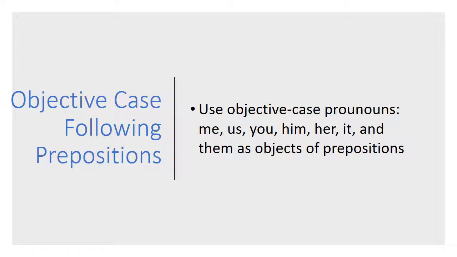The objective case usually follows prepositions. Use objective case pronouns me, us, you, him, her, it, and them as objects of prepositions. An example would be everyone except Leslie and her arrived early. And so we used her in that case. Just between you and me, sales are increasing. The prepositional phrase is you and me, and so we used you and we used me in there as objects of the preposition.